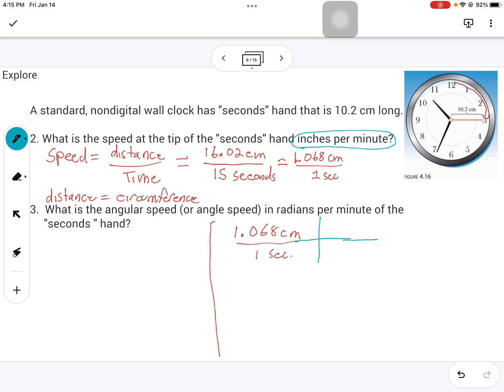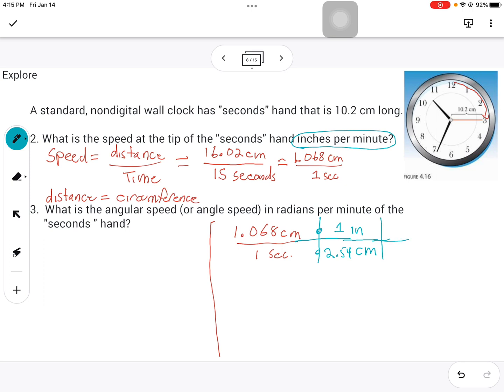So I Googled my conversion. So I'm going to set it up. Now I want to get rid of centimeters, so I need to write my centimeters in the denominator and my inches in the numerator. So 1 inch equals 2.54. And just like we did with conversions, we're going to multiply these two. But I'm not done yet.